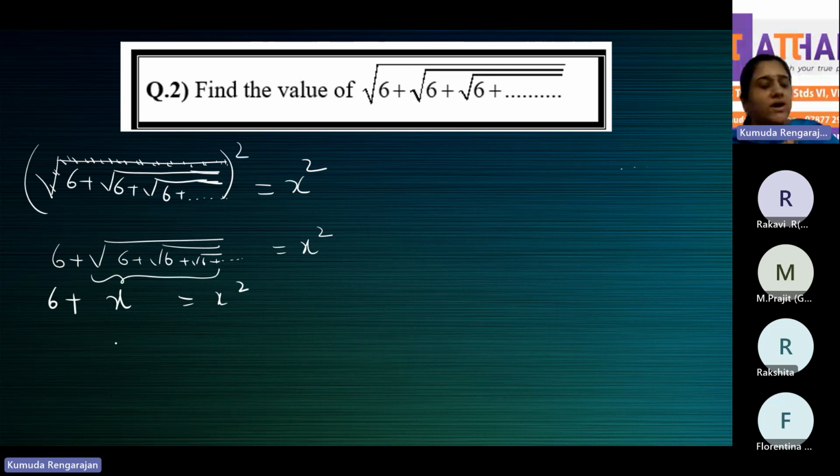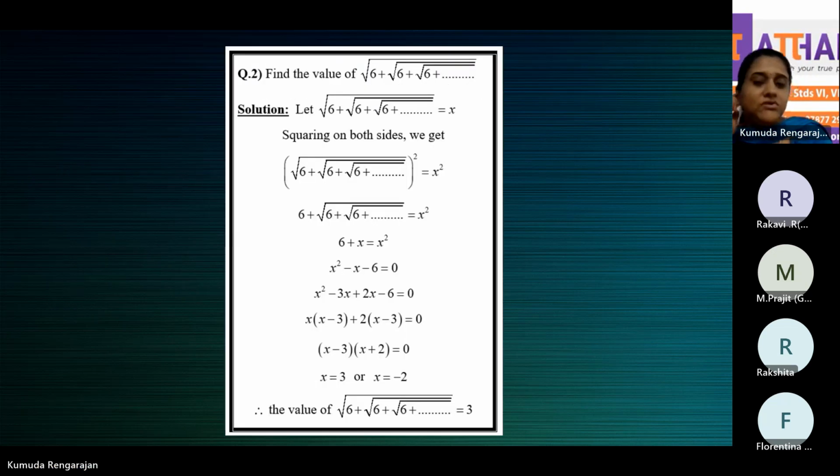So like this, you get a quadratic equation in x. X squared minus x minus 6 is equal to 0. You need to solve this quadratic equation and find the value of x. You will get two values, one positive and one negative. Ignore the negative value, take the positive value. All right. Please work, children.